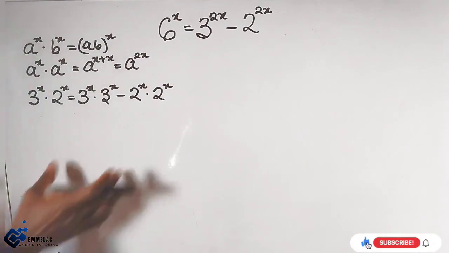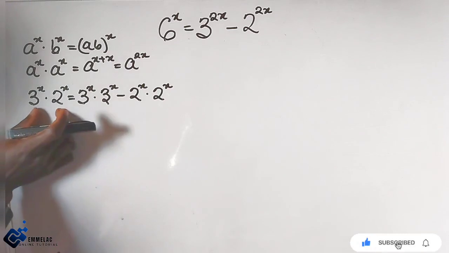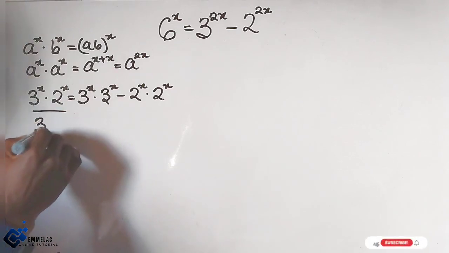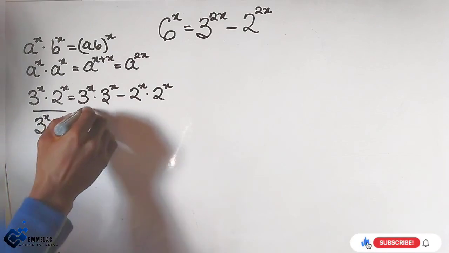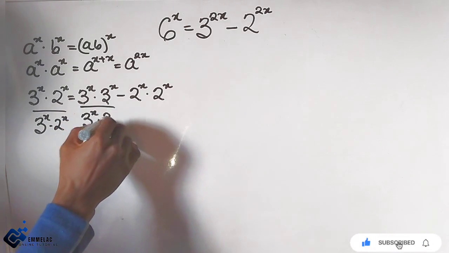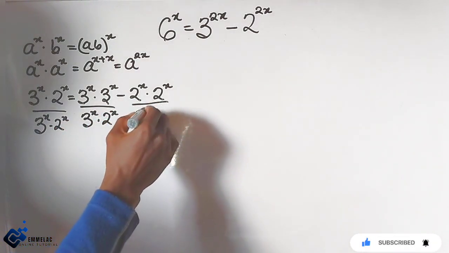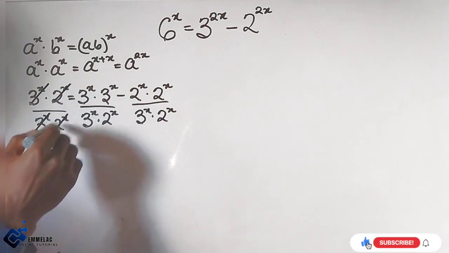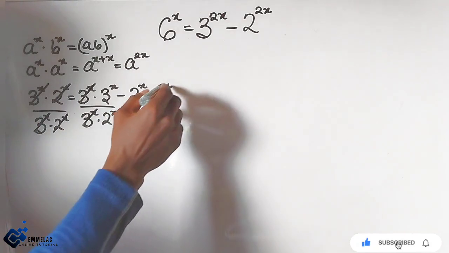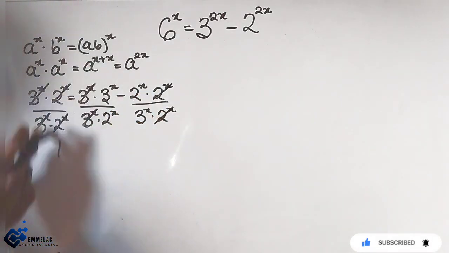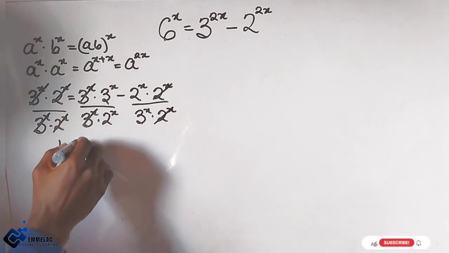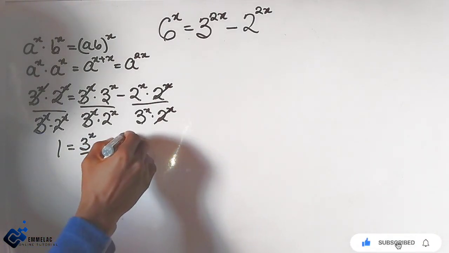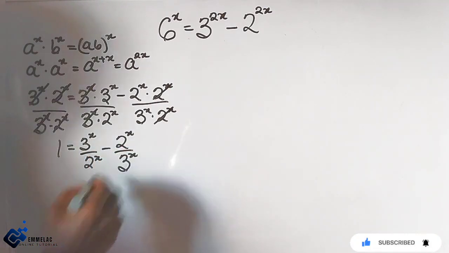Now from this, let us divide through by 3 raised to the power of x times 2 raised to the power of x. So dividing through, here we have 3 raised to the power of x times 2 raised to the power of x over 3 raised to the power of x times 2 raised to the power of x. We can now divide through, so we eliminate these and are left with 1, because when we divide through, this becomes 1, which equals 3 raised to the power of x over 2 raised to the power of x, minus 2 raised to the power of x over 3 raised to the power of x.